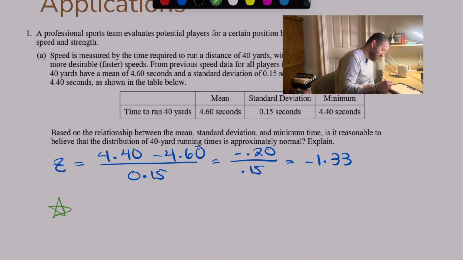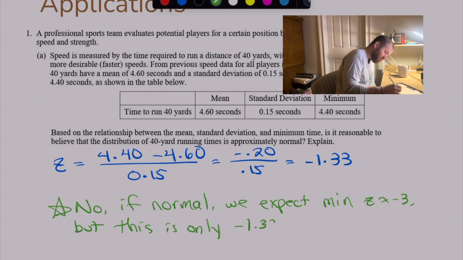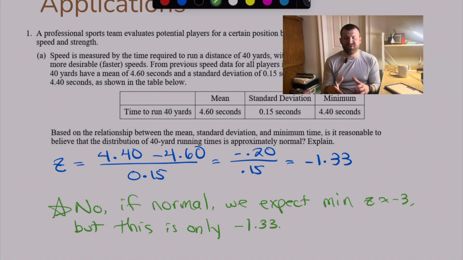So the answer here is no. If this was normal, we would expect the minimum to have a z-score of about -3, but this one's only negative 1.33. Now again, if I'm answering this on the AP exam, my answer is going to go into more detail than that. Actually, maybe not significantly more detail, but I'm going to expand and write full sentences. This is for the purpose of the review video.